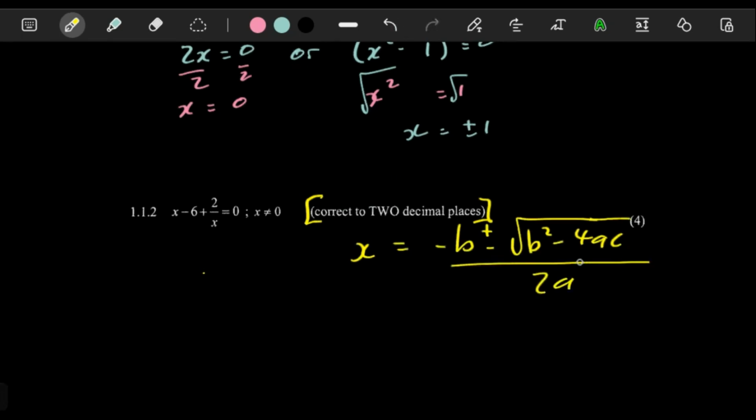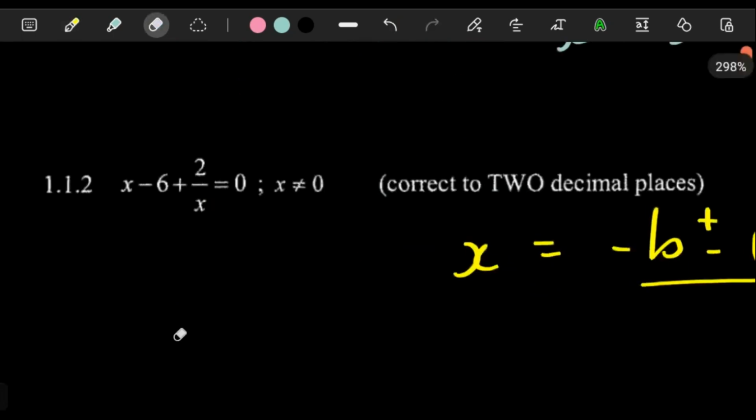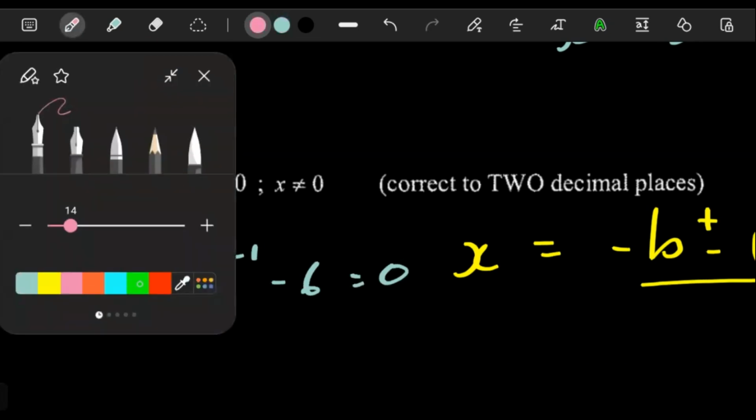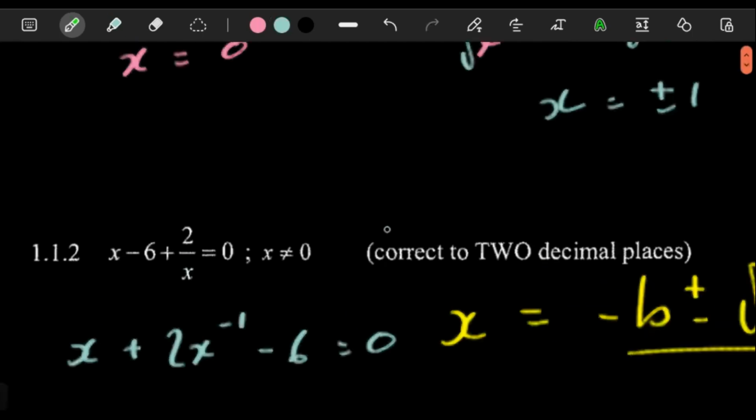So the way our question is laid out, we have to think outside the box, because if you want to write this in a way that you don't have any fractions, you could end up with x plus 2 times x to the power of negative 1, minus 6 equal to 0. If you want to write it in a format that is quadratic, remember a quadratic format has something like ax squared plus bx plus c.